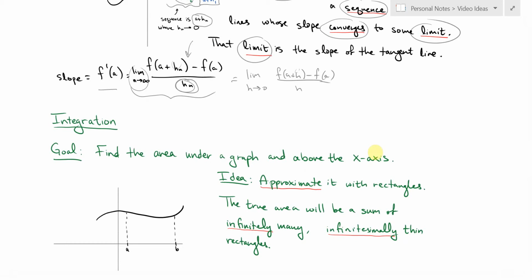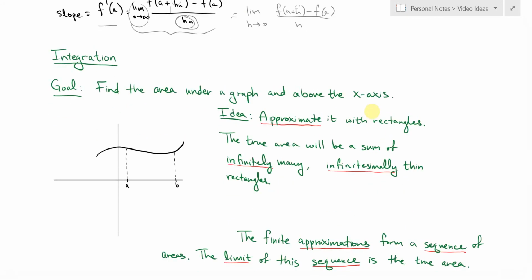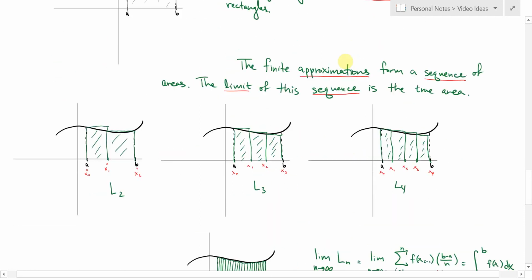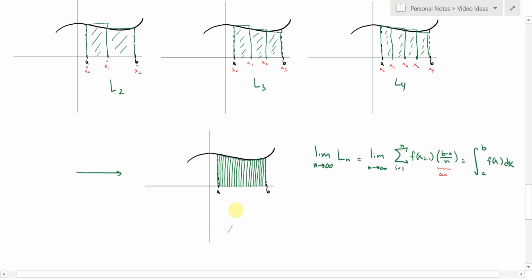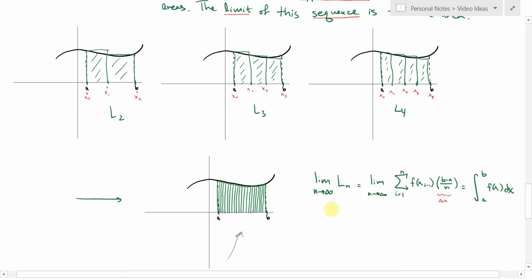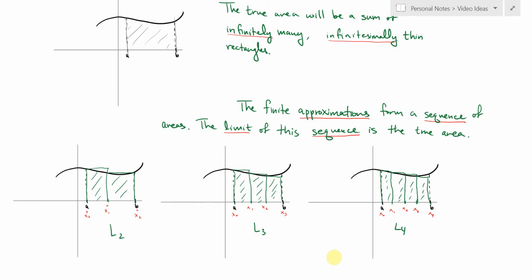So we can play another similar game with integration. The goal here is to find the area under a graph and above the x-axis, and for example from some a to some b, like this, right? We're interested in that area there. And the idea, again, pay attention to these underlined words, is to approximate it with rectangles. The true area will be a sum of kind of infinitely many, infinitesimally thin rectangles. Let me show you the picture of that. Right there. That's the picture. Infinitely many, infinitely thin rectangles. But of course, the natural thing is to find these finite approximations first.